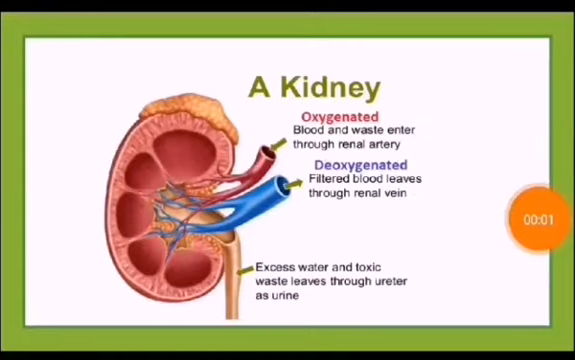From this diagram, it is clear that when the blood enters kidney through renal artery, it contains oxygen as well as waste. But when it leaves the kidney through renal vein, it is deoxygenated and it is filtered. It does not contain any waste. The waste and the toxic materials like hydrogen ions, urea and ammonia leave through ureter as urine.